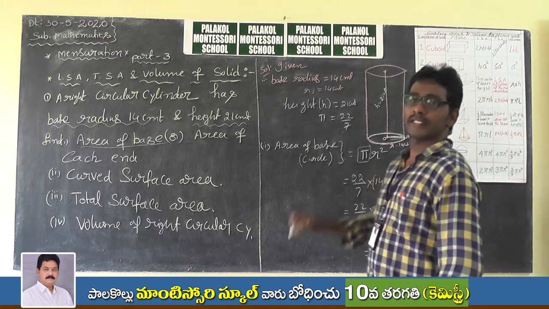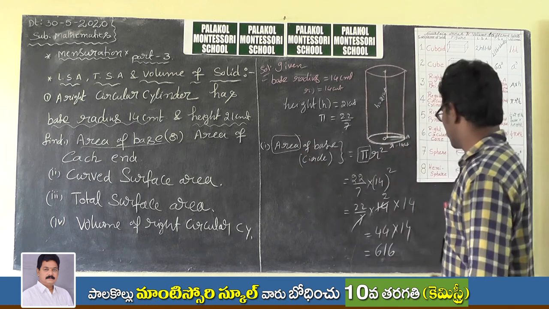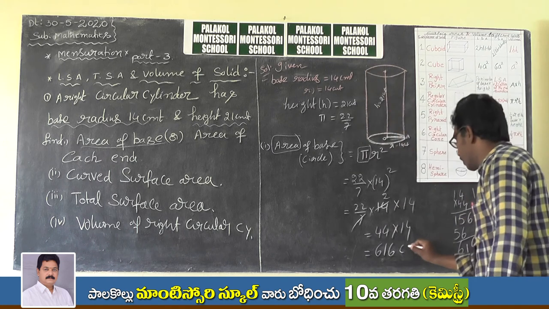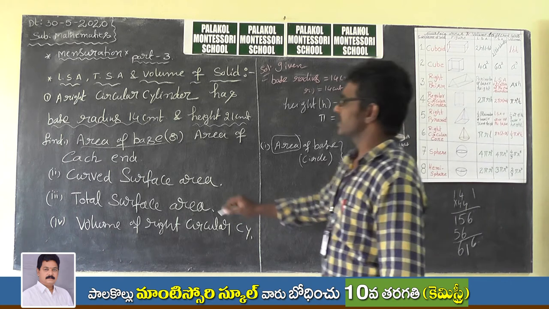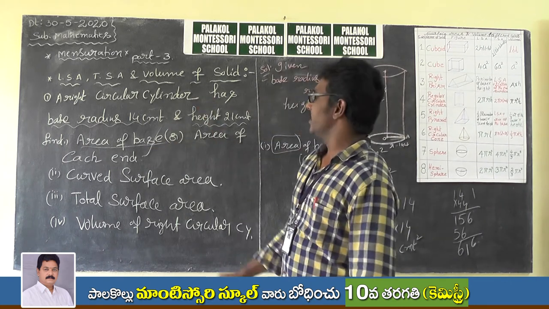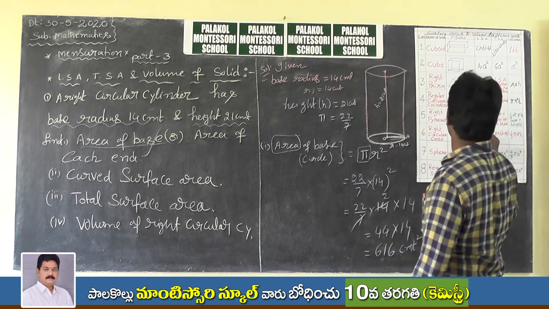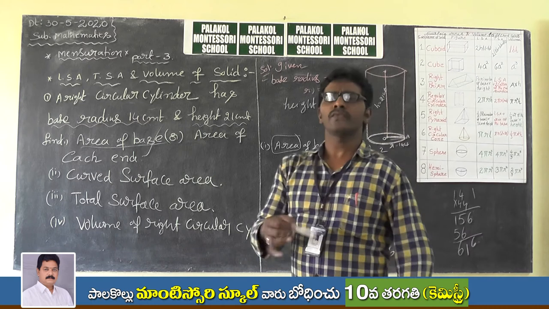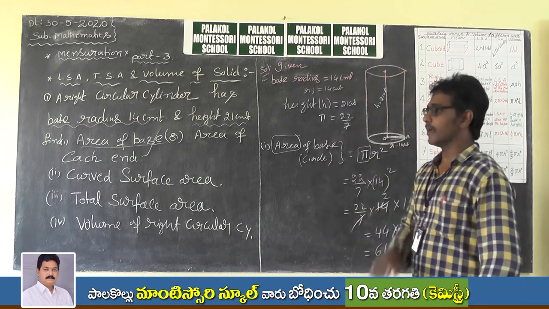Area of the base. What is the unit of area? The measurement is given in centimeters, so you write centimeter square. So one sum is completed: the area of the base, or area of each end. Each end means this is the area of the base.